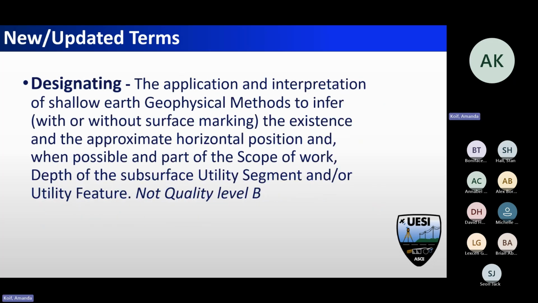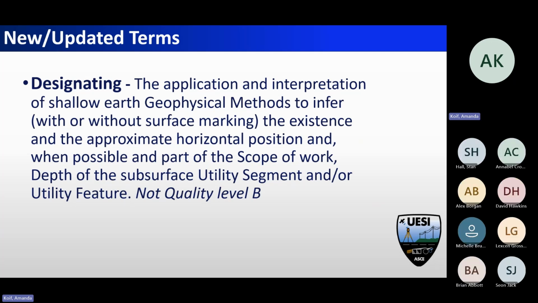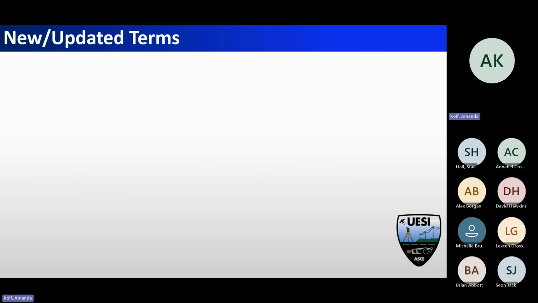Designating. A lot of times when you say, hey, I need you to go locate that line. Well, locate we'll talk about next, but it's actually designating is what the field guys are going to go do when they go out with their pipe and cable locator, GPR, acoustic, those type of things. So it's the application and interpretation of shallow earth geophysics methods to infer, with or without surface markings, the existence and approximate horizontal position, when possible and part of the scope of work, depth of the subsurface utility segment and/or utility feature. So it's not quality level B just because a guy goes out and puts paint on the ground and marks it. We'll talk about how it becomes quality level B.